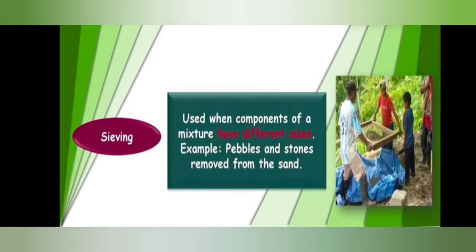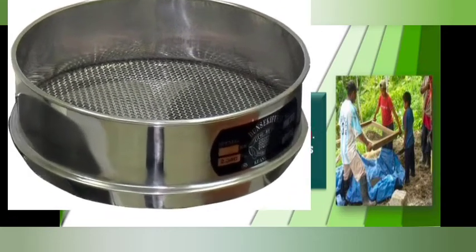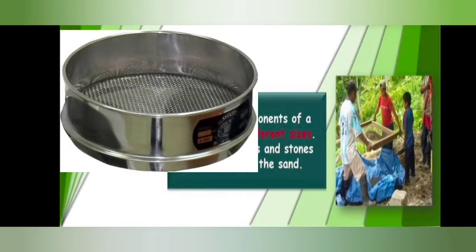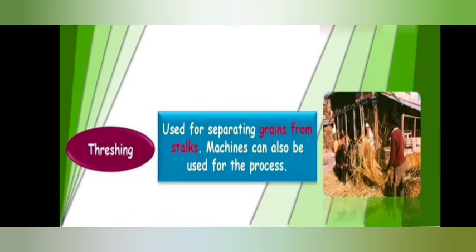And I hope you all know the meaning of sieve. If you don't know the meaning of sieve, then you can see the picture on your screen. This is known as a sieve. A sieve is a piece of mesh held in a frame. Okay. And the third method is threshing.